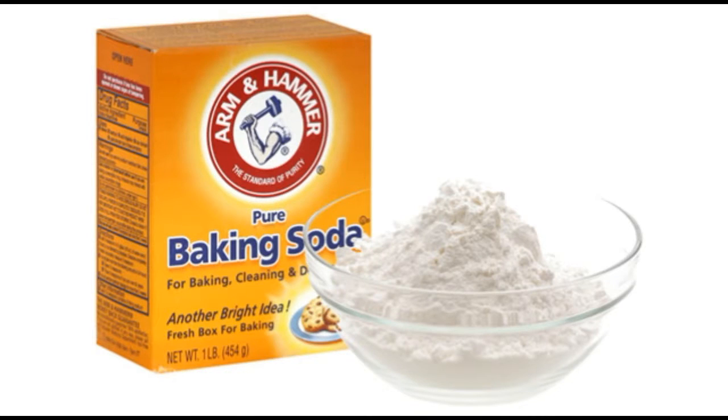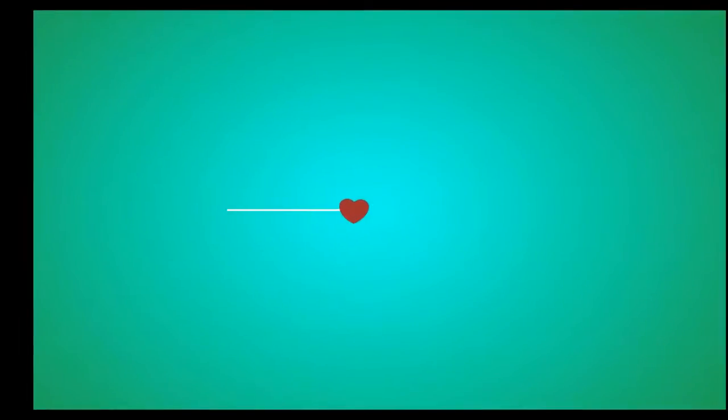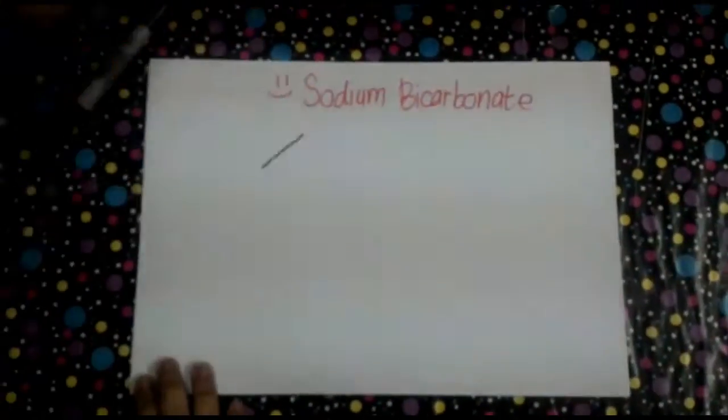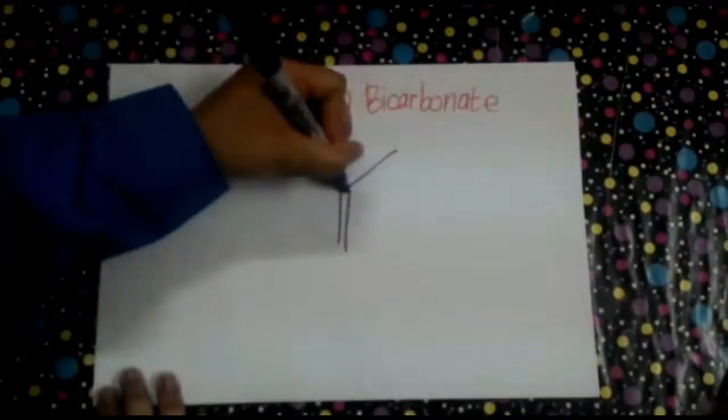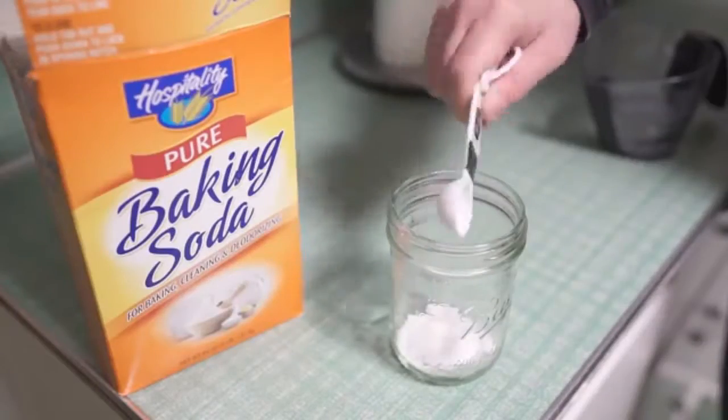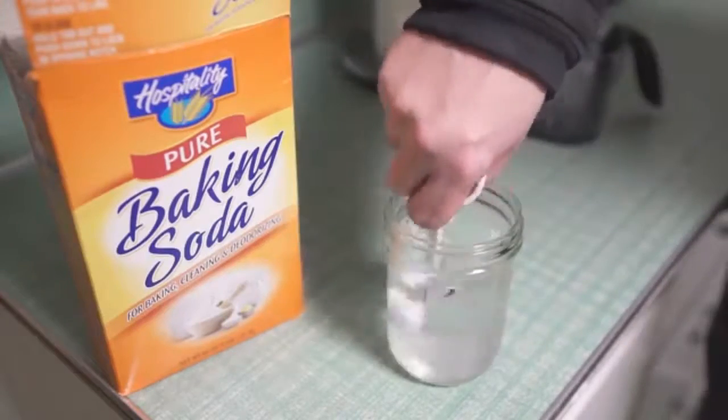Next chemical is sodium bicarbonate. Usually it is also known as baking powder. The molecular formula is NaHCO3 or CHNaO3. Now this is the drawing of the structure for sodium bicarbonate. So that is some general knowledge about the chemicals used in this video relating to rate law.